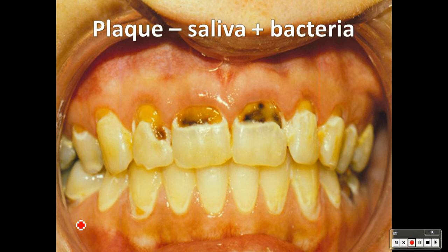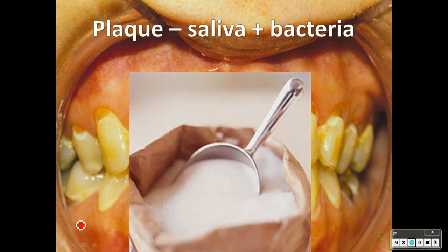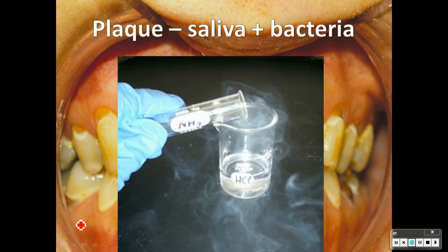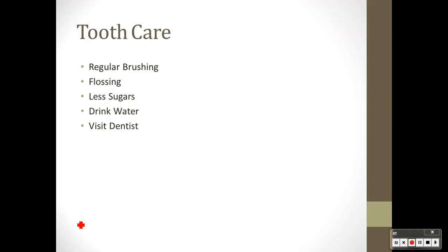So plaque is the combination of saliva and bacteria. What happens is once the bacteria get access to some sugar, they perform anaerobic respiration, which produces acid, and that acid breaks our teeth down.